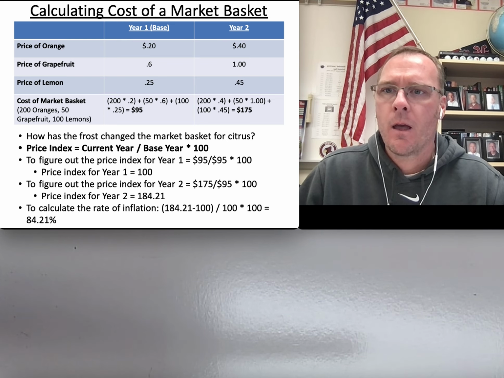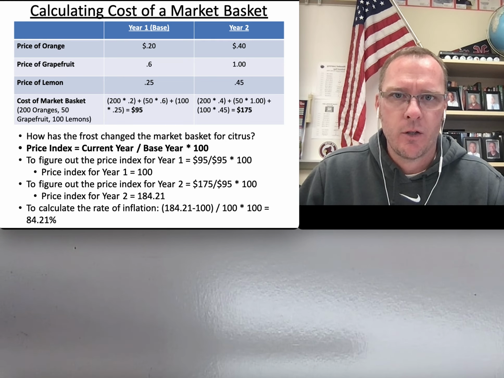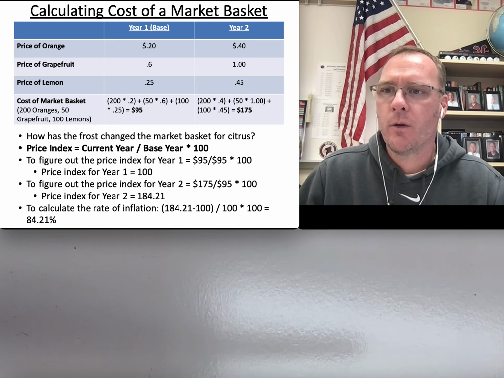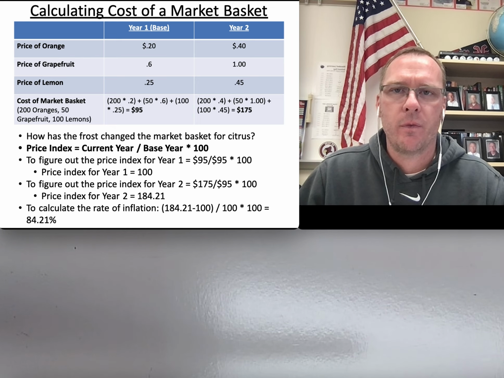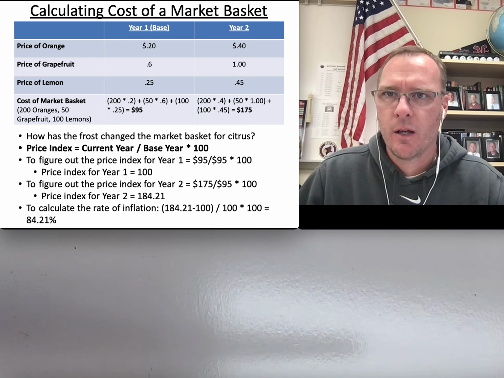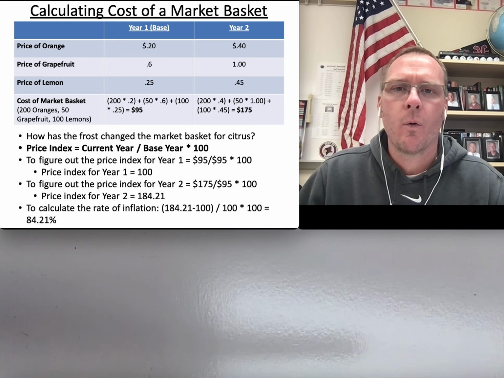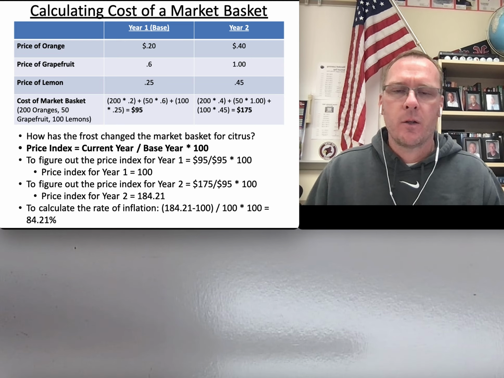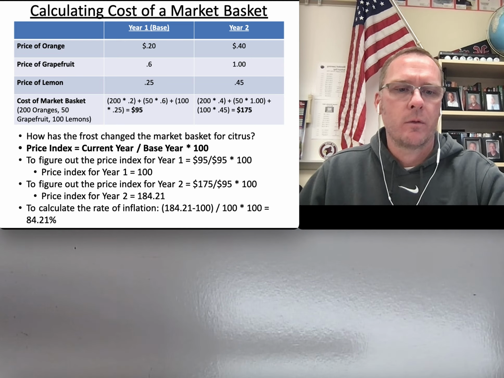Okay? So to calculate inflation, you take year two minus year one divided by year one times 100, and what you'd find out is the overall rate of inflation for this market basket of goods from year two to the base year was 84%. All right? That's how you calculate this going forward.